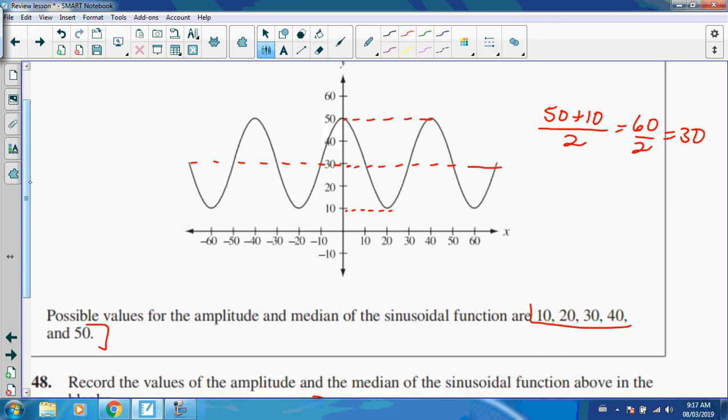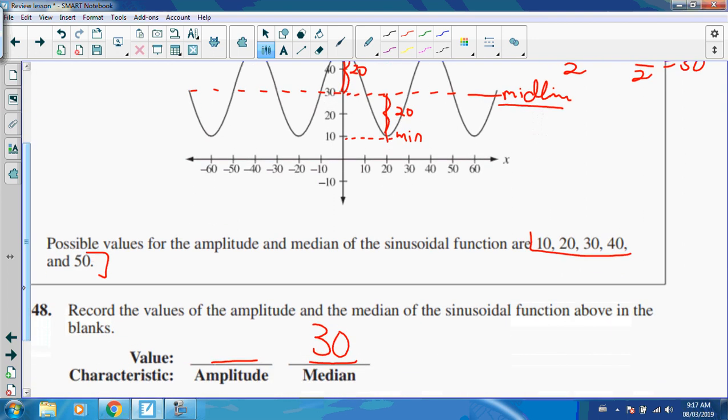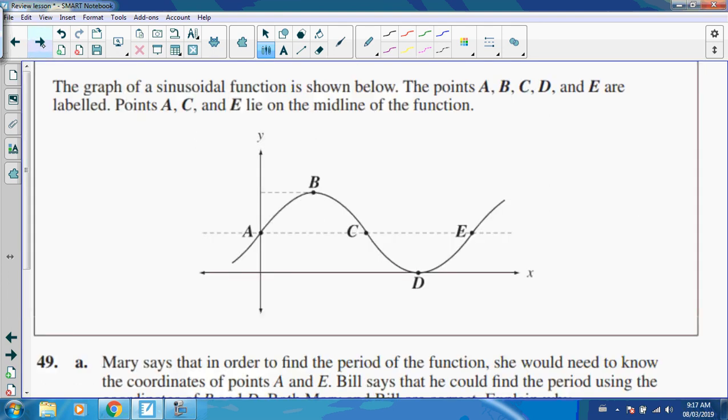And if I go back to my picture, the amplitude I can see from the midline to the max. This is the midline again. That's my maximum. I can see that that's 20. The other way I can do it is from the midline to the minimum, and that's also 20. So the fact that that's the same distance there and there confirms that I've placed the midline in the correct spot. If they were different, then that wouldn't be the right midline. So this should be 20 and 30. Oh, and we have one more, my bad, one more.